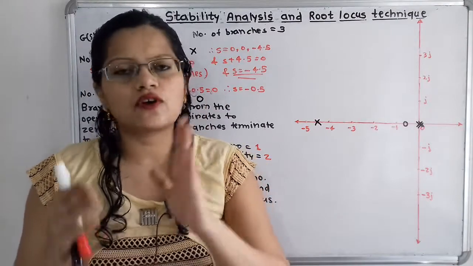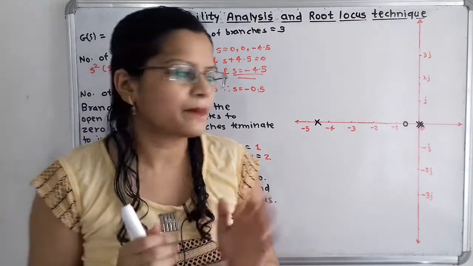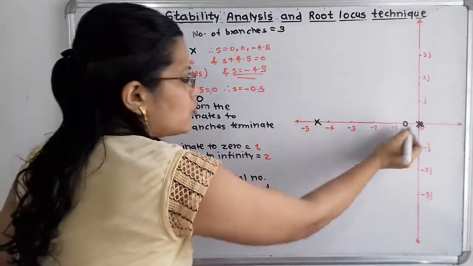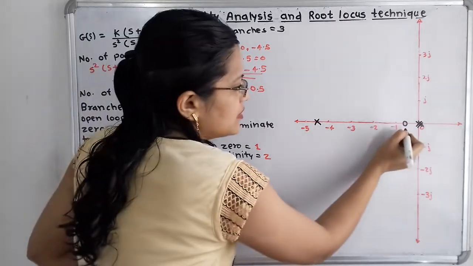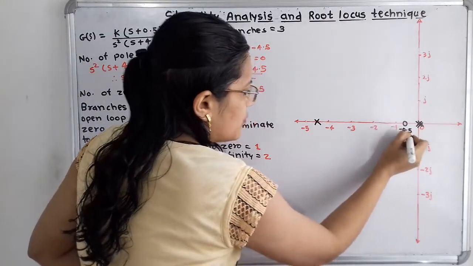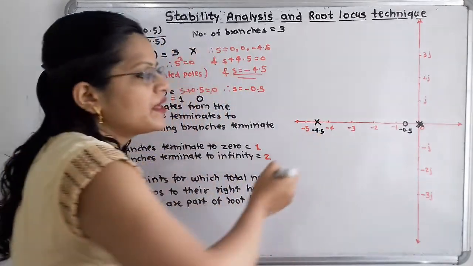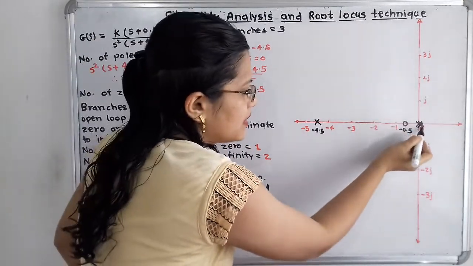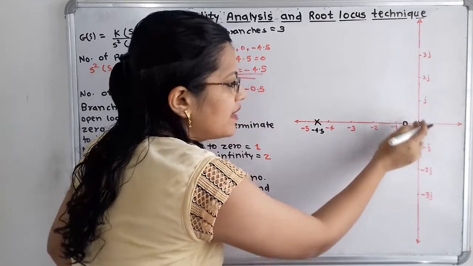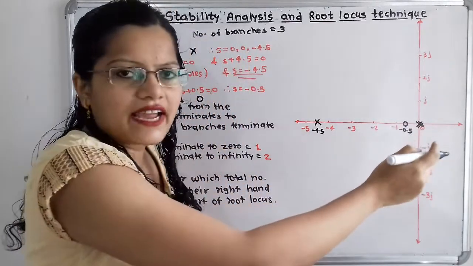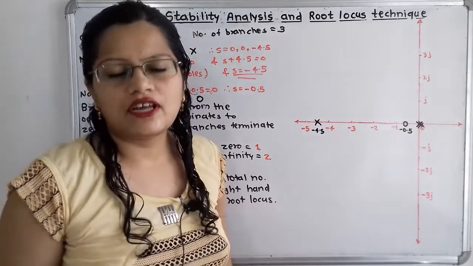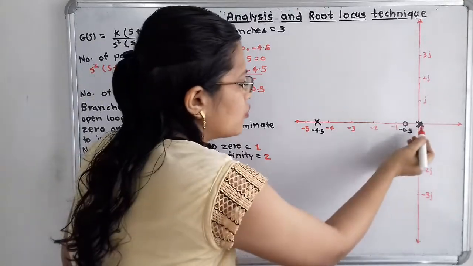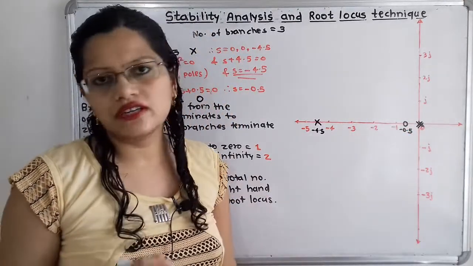Now, odd number means what? Odd number means 1, 3, 5. Now if I take any number between 0 and minus 0.5, because here the pole is at minus 0.5 and here it is minus 4.5. Now we will use the trial and error method. If I take any random number between 0 and minus 0.5, then to the right-hand side of this number there are 2 poles. Now these 2 poles, that is an even number. So the range of points between 0 and minus 0.5 does not lie on the root locus.